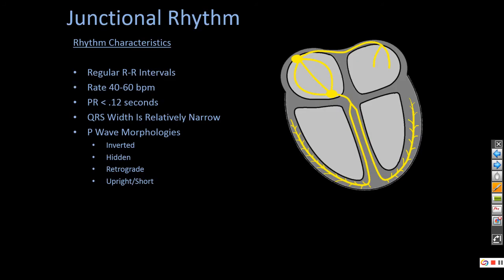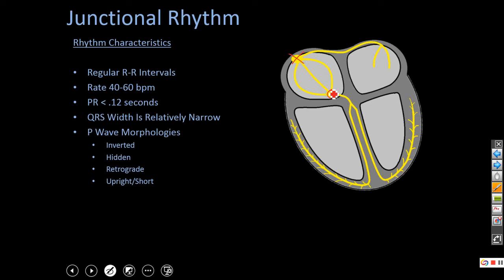This lesson is about junctional rhythm. In a normal heart, the SA node is the primary pacemaker of the heart, producing sinus rhythm. However, if the SA node, for some reason, is unable to pace the heart, what's going to happen? Well, fortunately, your heart has redundancies in place that can pace your heart if the SA node is unable to.